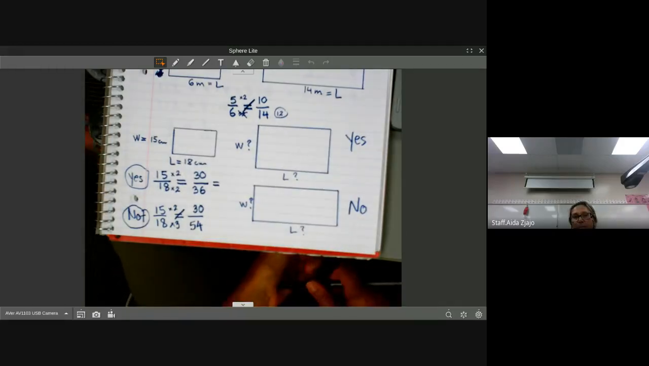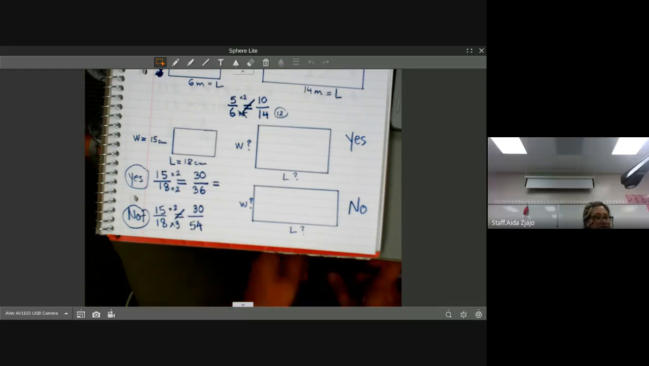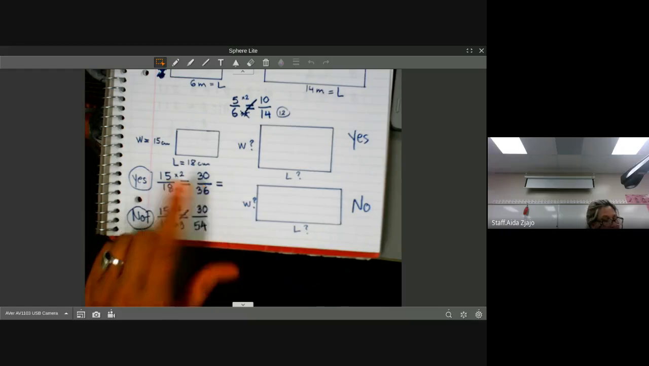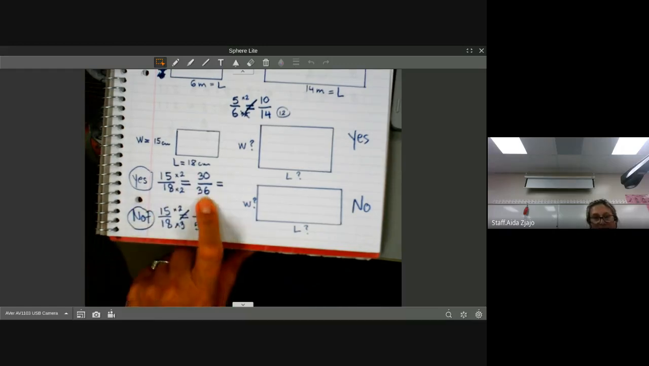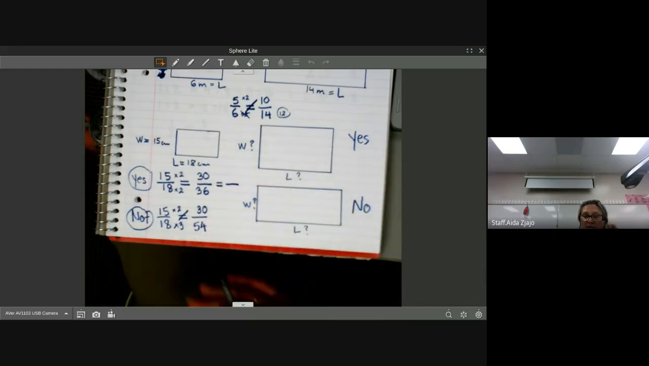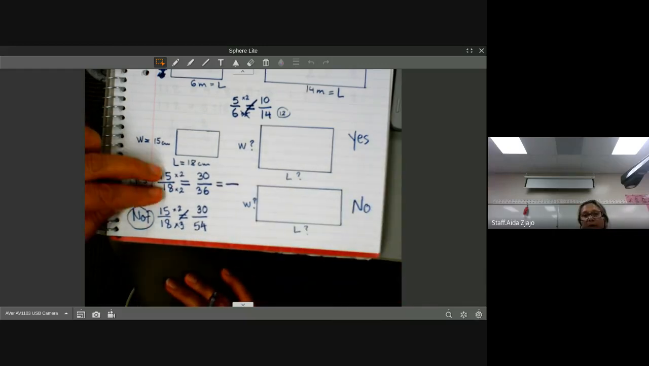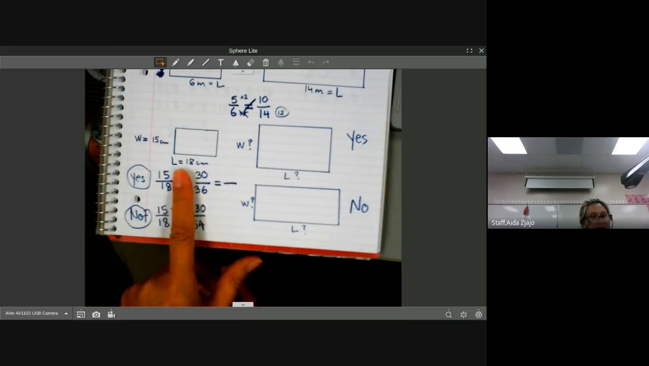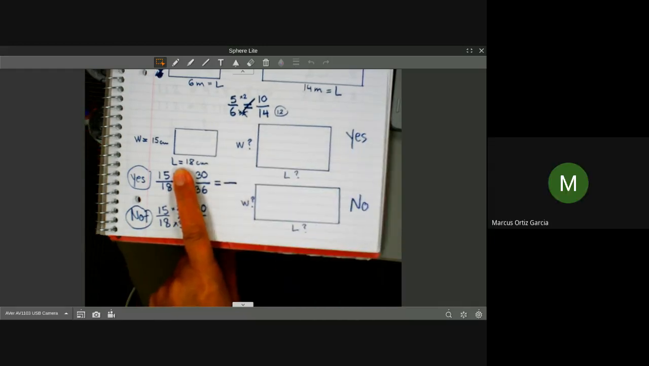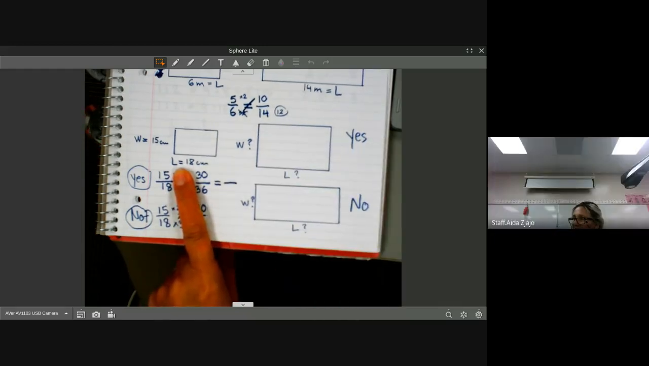Marcus, are you there? Yes. Okay, so remember, what is good in ratio? You can go back and forth. In this case, I found that 15 times 2 equals 30 and 18 times 2 equals 36. But now I want you to think, I can also divide. So what same number can you divide 15 and 18 by, and you're going to get the values here? What number can I divide both by?